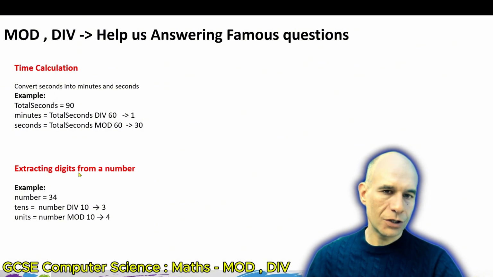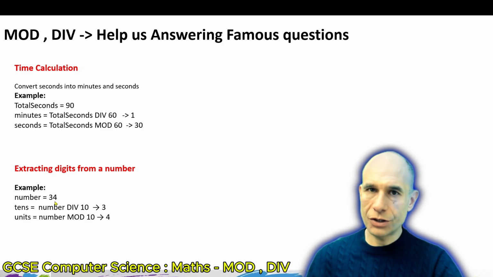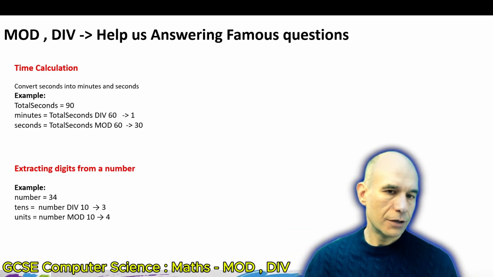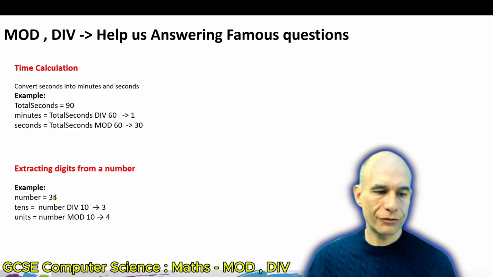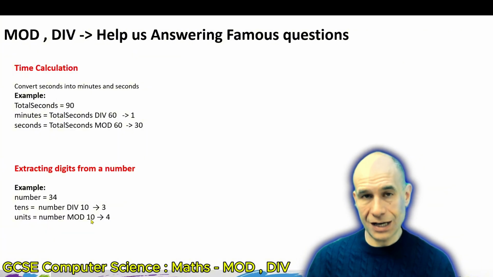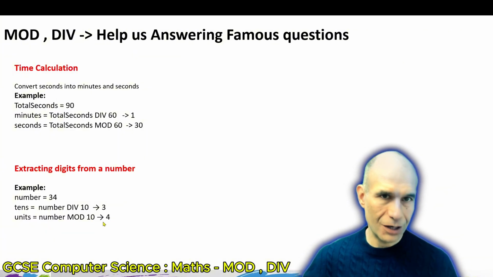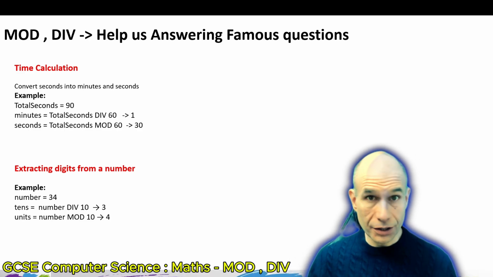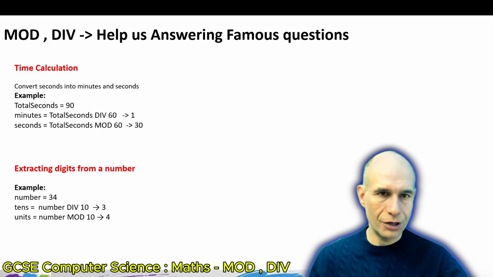And also we can use it for extracting the digits from a number. For example, if we have the number 34 and the question is asking you to divide this number into tens and ones, if you do the quotient of that number by 10, that will extract the tens. And if you do modulus with 10, that will give you the ones of that number. Let's test this out inside the code station and see how it really works.